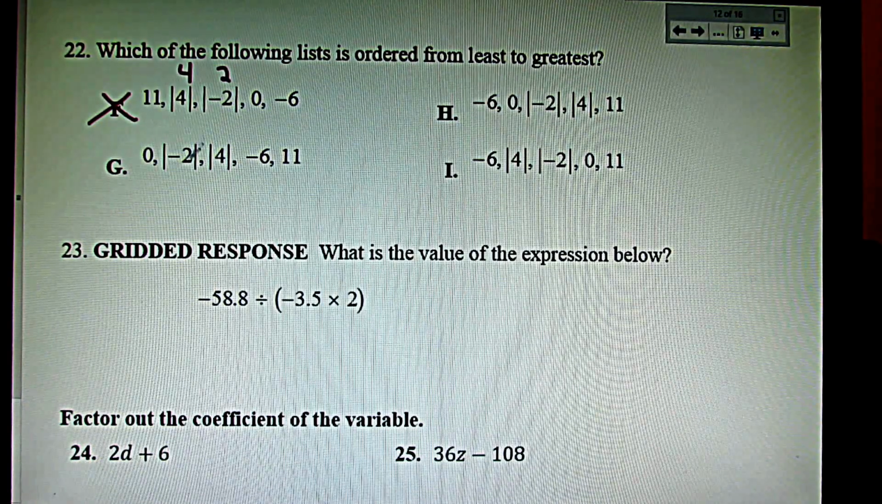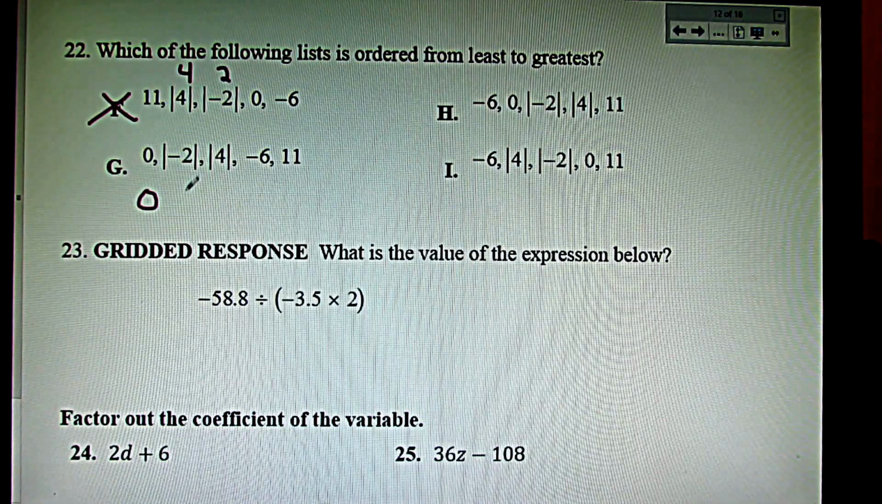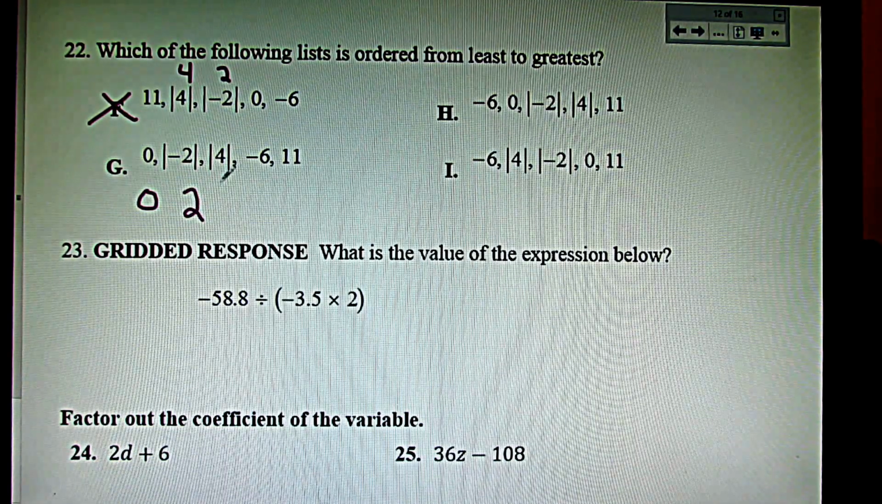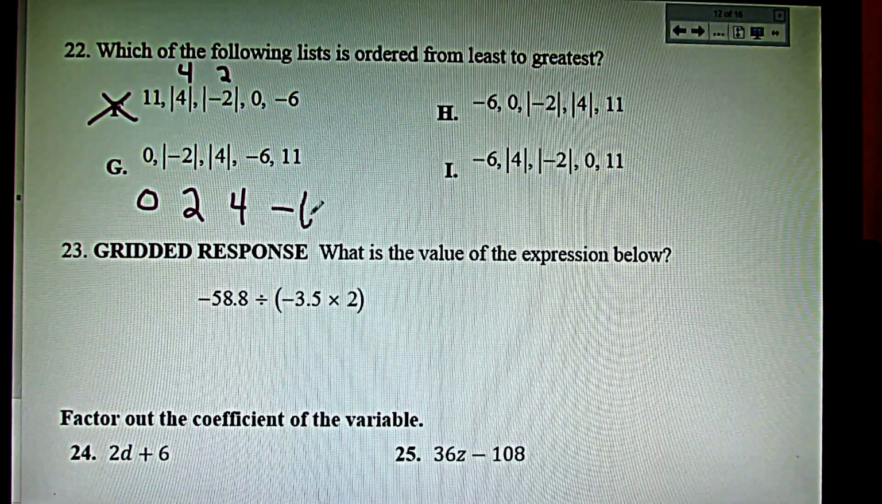Least to greatest. Okay, let's keep going. Let's start with G. 0, that's just 0. Absolute value of negative 2, that's 2. Absolute value of 4, that's 4. Negative 6, oh, that's not in order.